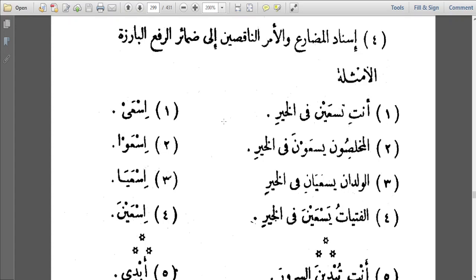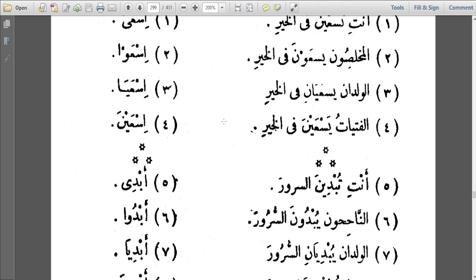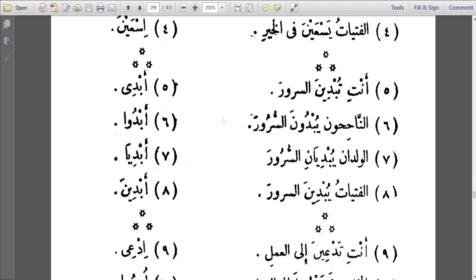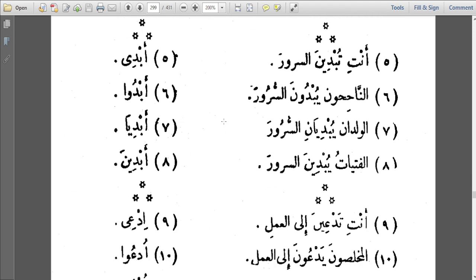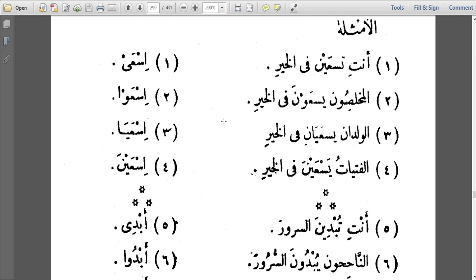المخلصون يسعون في الخير. The mukhlisun, the sincere ones, they are striving in goodness. الوالدان يسعيان في الخير. Al-waladani yas'ayani fil khair. The two boys are striving in goodness. Al-fatayatu yas'ayna fil khair. The girls are striving in goodness. Jamil. And when you look on the side, you see the command form.